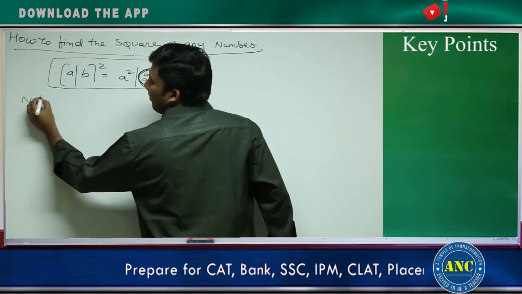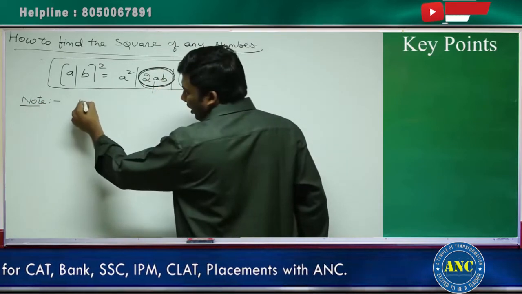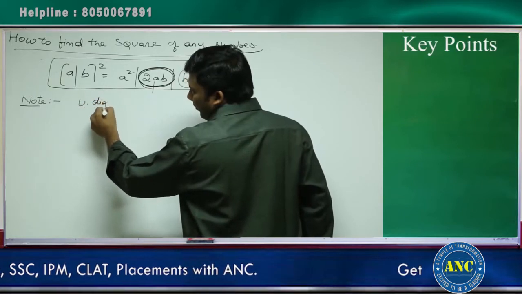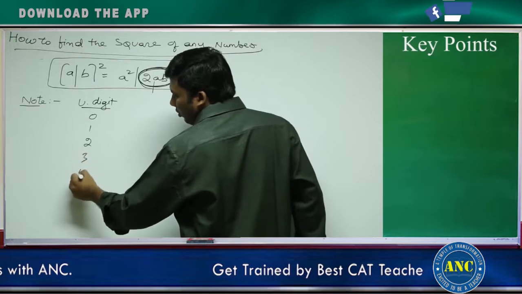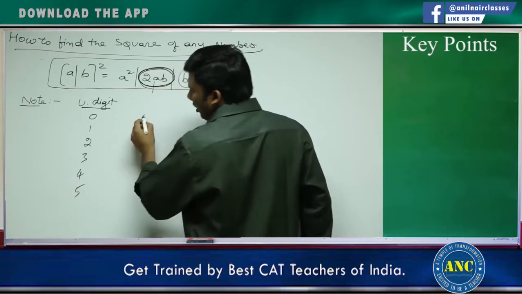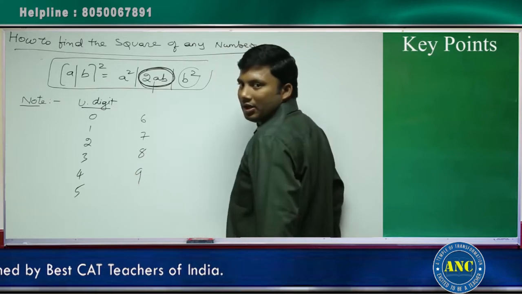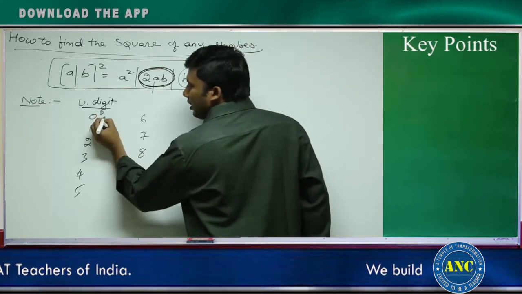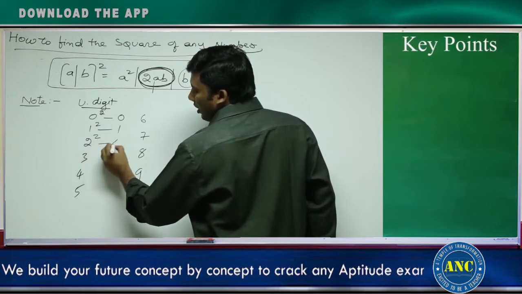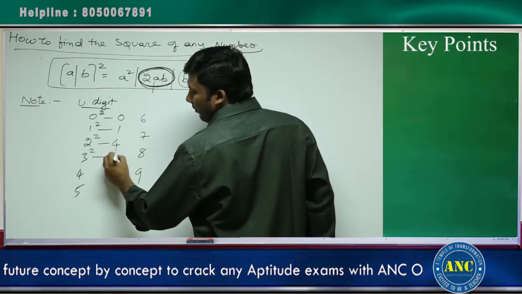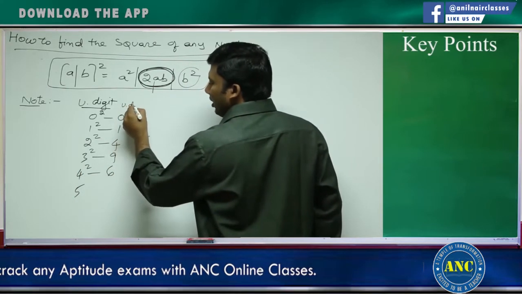Another important key point. If you observe carefully, the unit digit of any number will range from 0 to 9. If I do the square of these unit digits, 0 square 0, 1 square 1, 2 square 4, 3 square 9, 4 square 16. I am writing the unit digit after squaring in the answer.